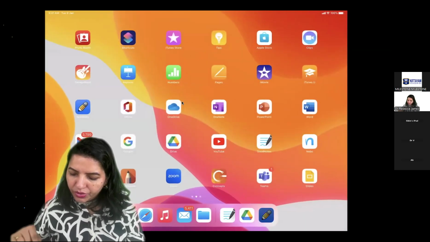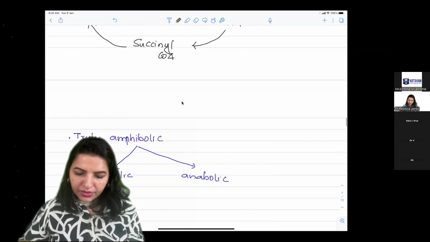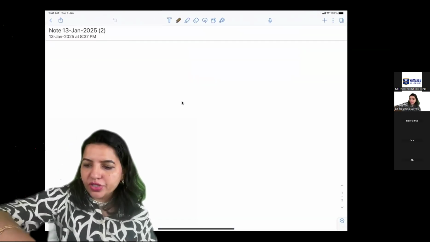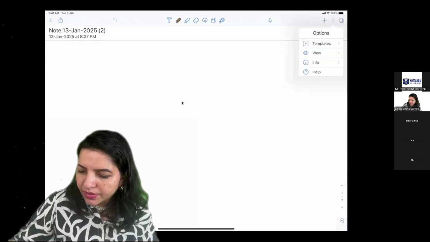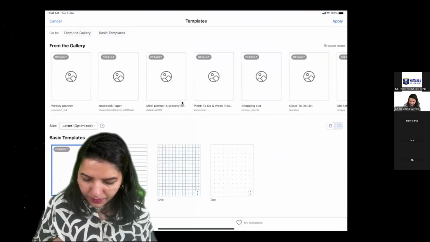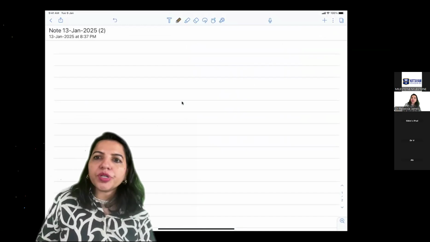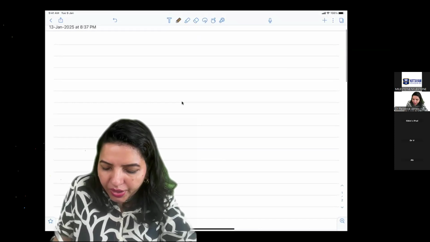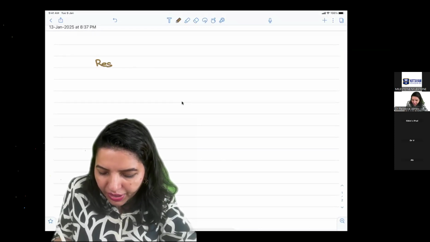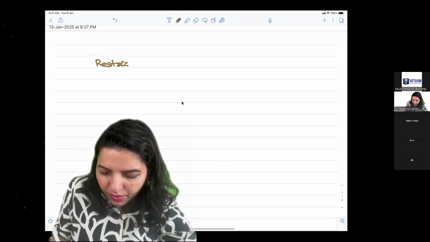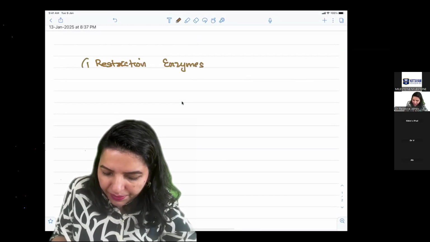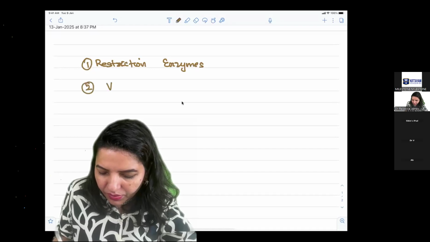Now I'm going to the last topic, that is recombinant DNA technology. We'll finish it very fast. Recombinant DNA technology, number one, what we have to learn is only two things here: restriction enzyme and vectors.